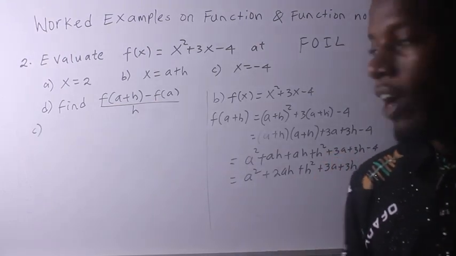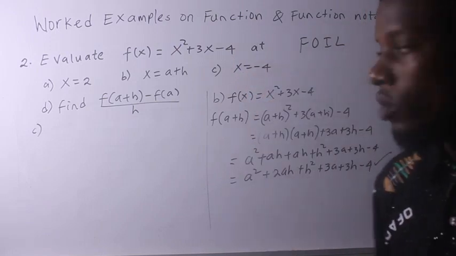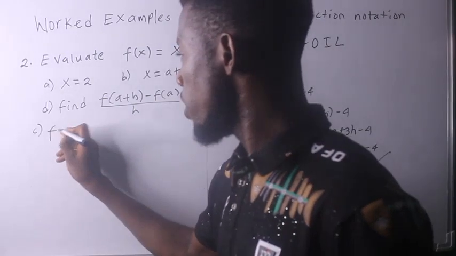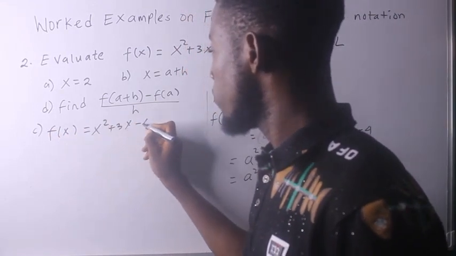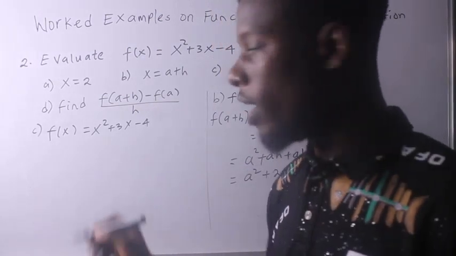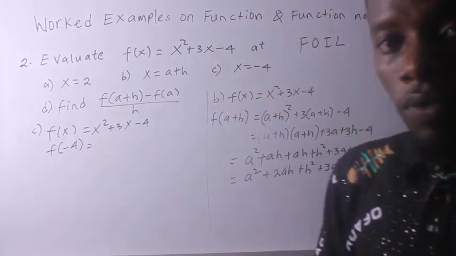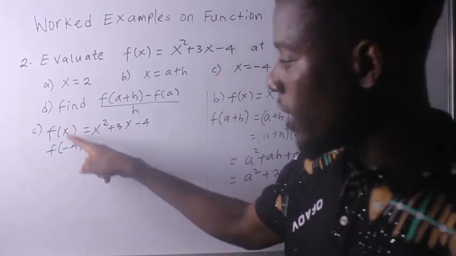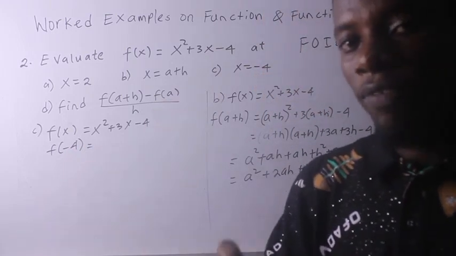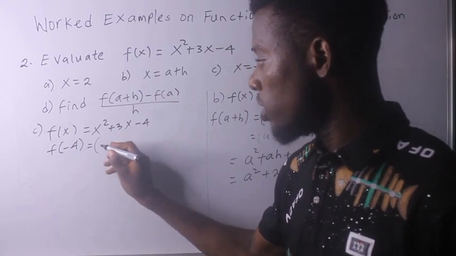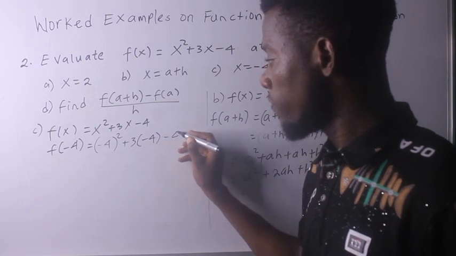So for C, we are told to evaluate this function at x equals negative 4. So let's quickly move on and do that. F of x is equal to x squared plus 3x minus 4. So we want to find f of minus 4. Now, we replace x with negative 4 here, and on this side, anywhere we see an x, we replace that with negative 4 as well. So this will give us negative 4 all squared plus 3 times negative 4 minus 4.